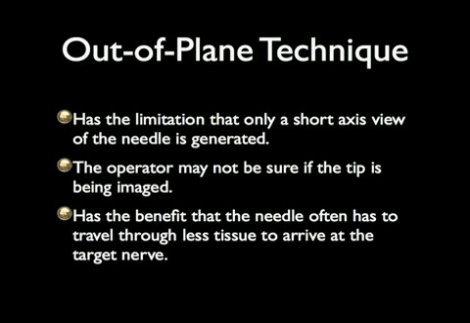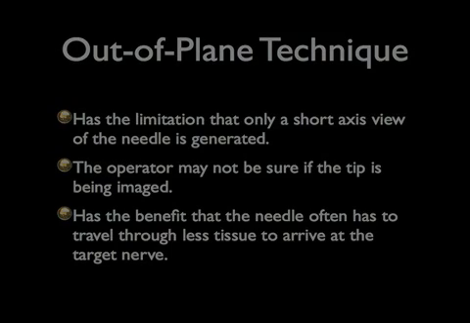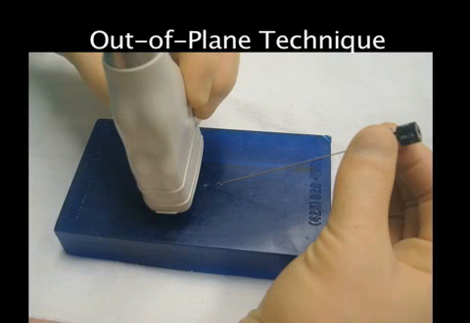Switching now to the out-of-plane technique. This technique has the limitation that only a short-axis view of the needle is generated. The operator, therefore, cannot be sure that the tip is actually being imaged, in contrast to a variable portion of the shaft of the needle. This technique does have the benefit that the needle often has to travel through less tissue to arrive at the target. Here is the example of how to insert the needle using the out-of-plane technique.